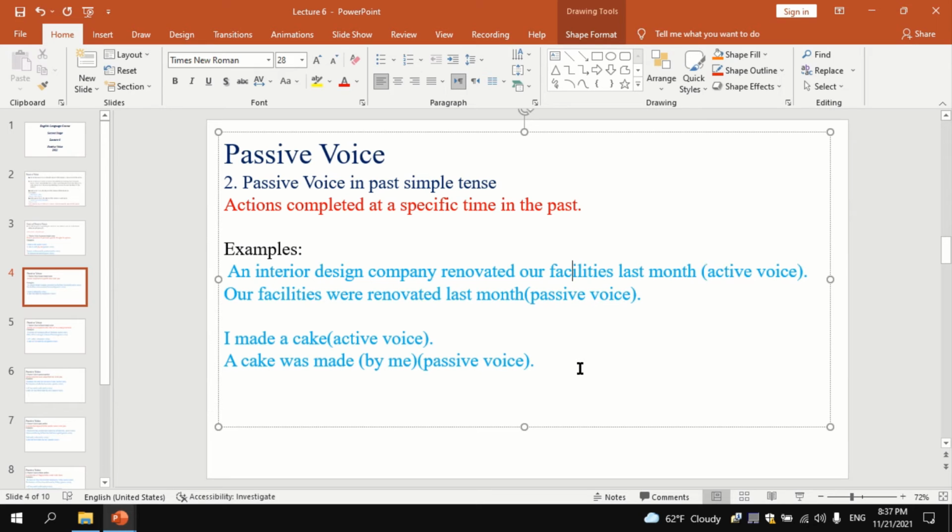Another example, I made a cake. Active voice. A cake was made by me. Here we use was because a cake is a singular noun.